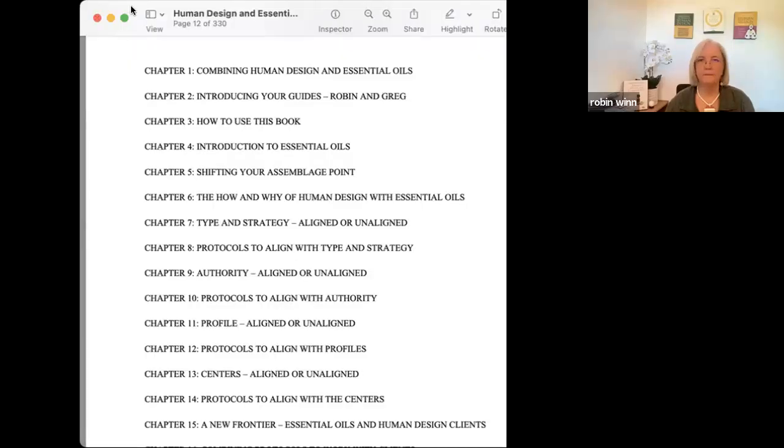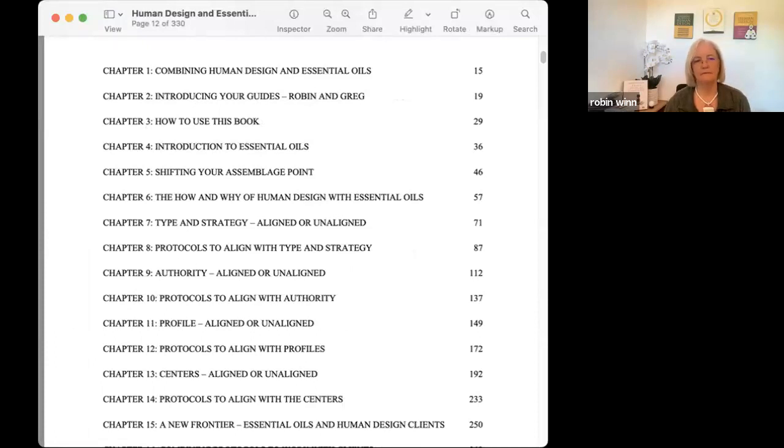Here we go. So this is the table of contents. When you come to this book, just so you know how to orient yourself, we'll talk about human design and essential oils. We'll introduce Greg and myself. We'll talk about how to use the book. We'll introduce human design. We'll introduce the essential oils.